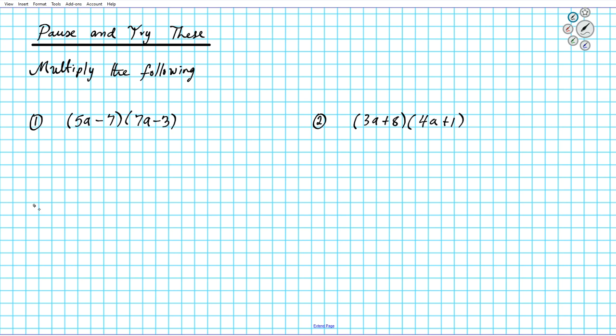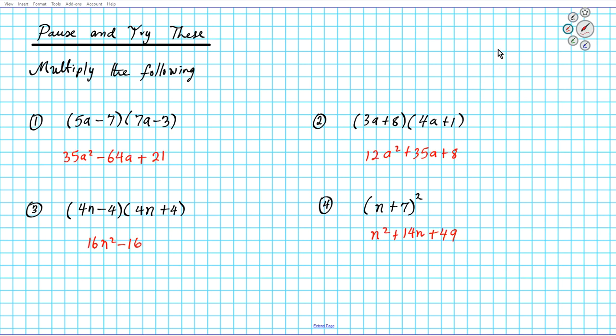For question number 3, let's have you multiply 4n minus 4 times 4n plus 4. And then for number 4, let's have you multiply n plus 7 raised to the second power. Okay, so go ahead and pause the video presentation at this time and try out the practice problems. All right, so here goes the answers to questions 1 to 4. Go ahead and check your work.